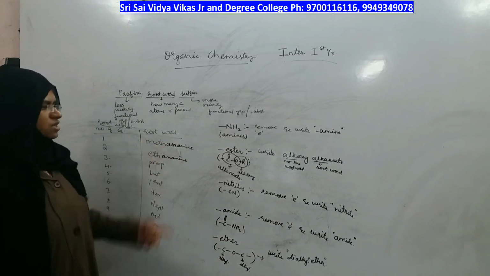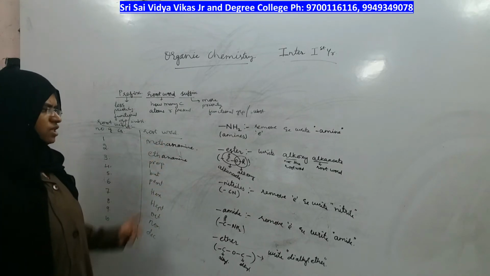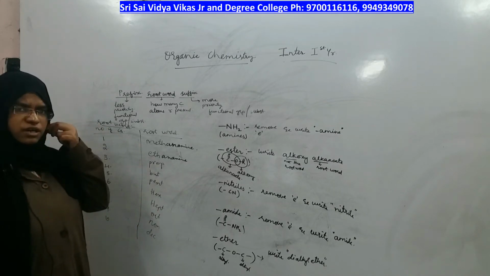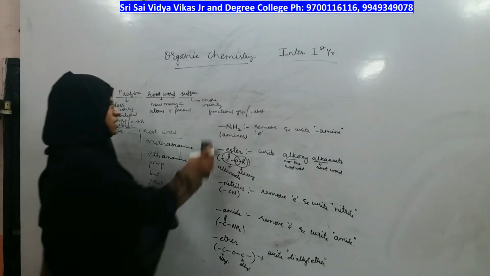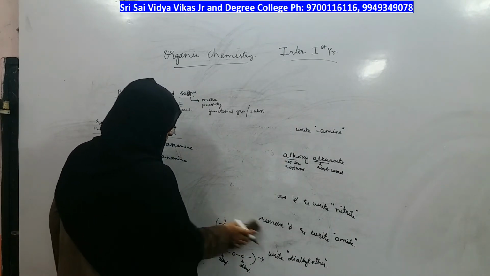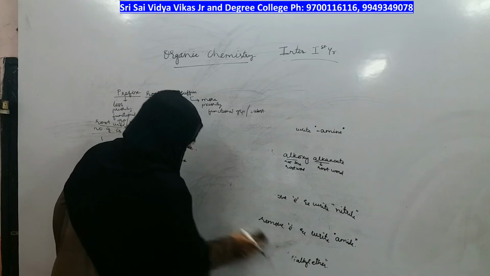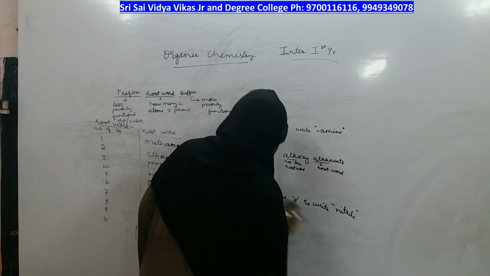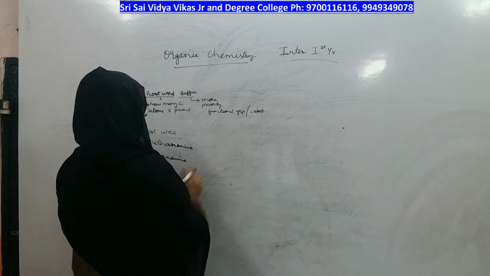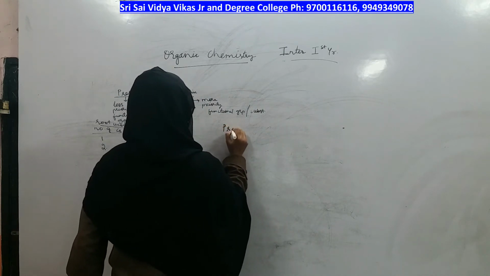Okay, so these are some of the important functional groups which we will come across in giving a name to an organic compound, right? Now we will go for prefixes. Root word is over, suffix is over, now go for prefixes. Who becomes prefix?